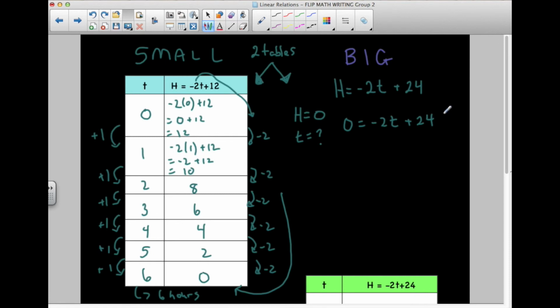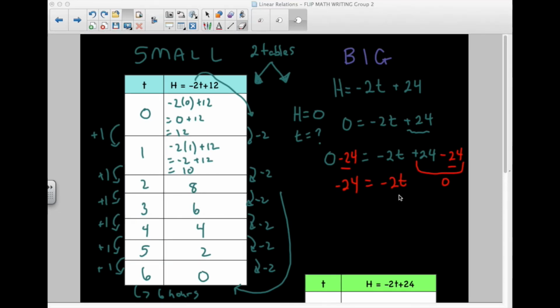My first step is to isolate this variable t. I want t by itself. I'll go ahead and rewrite this equation again. If I want to get rid of 24, I have to subtract 24. Whatever I do to one side of my equation, I have to do to the other. 0 minus 24 is minus 24 equals minus 2t, and 24 minus 24 is just 0. Now I can go ahead and solve this equation. I have multiplication, and if I want t by itself, I have to undo that operation. The only way to undo that multiplication is to divide.